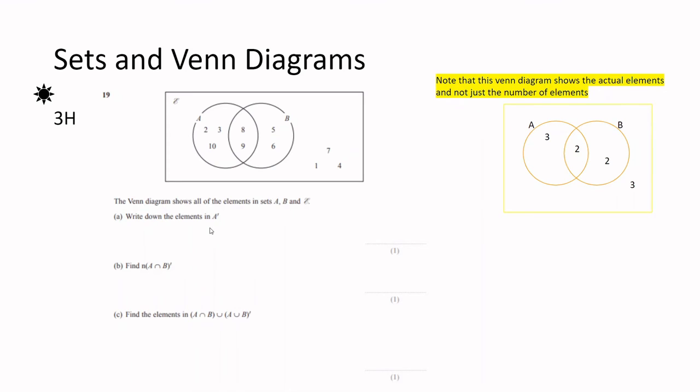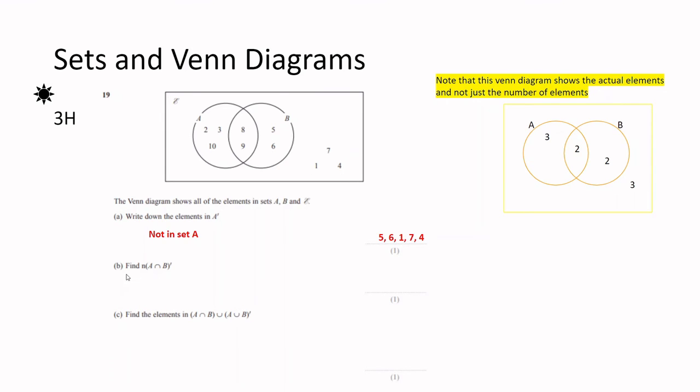Now, we couldn't answer part A from this Venn diagram because here we don't see what the actual elements are, and question A asks us to write down the elements of A not. So all of the elements that are not in set A, which includes those elements that are in B because they're not in A. So that's 5, 6, 1, 7, and 4.